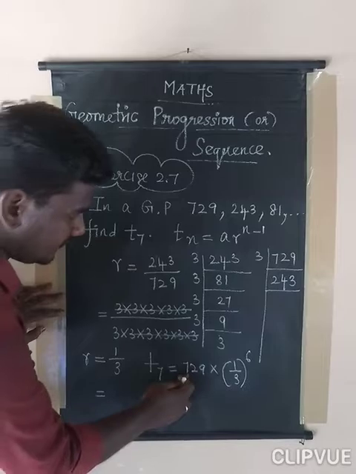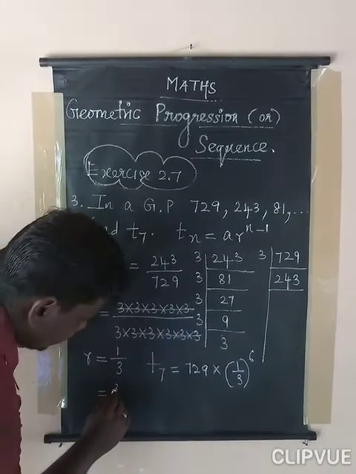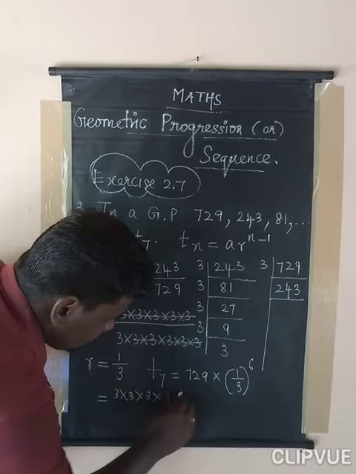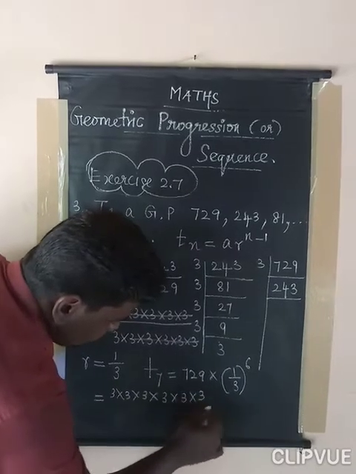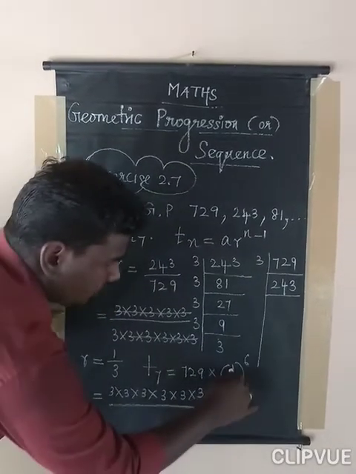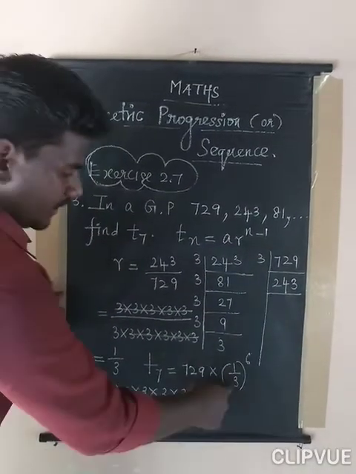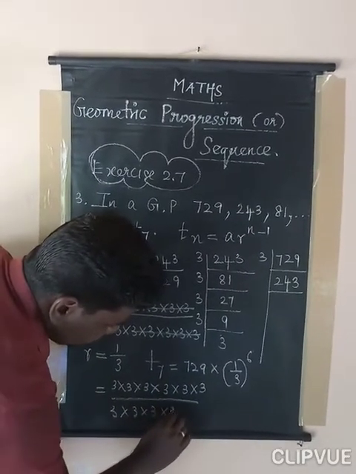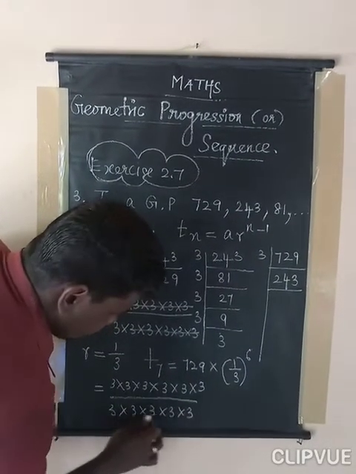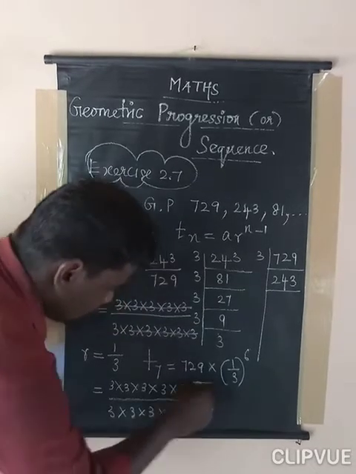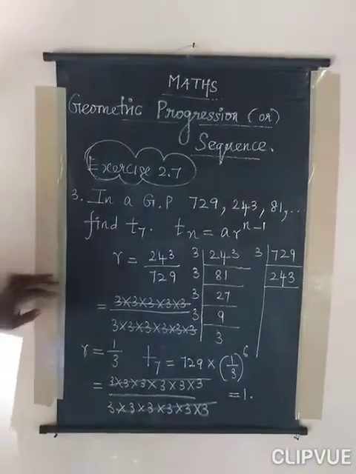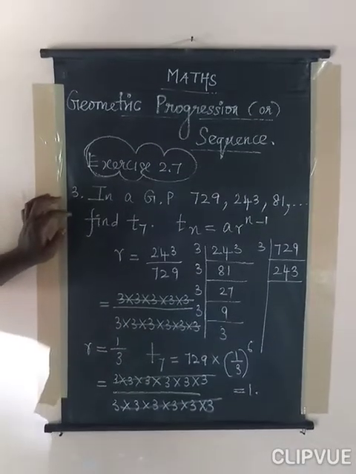The 729 is 3 power 6. So 3 into 3 into 3 into 3 into 3 into 3 divided by this 1 power 6 can be written as 1 and 3 power 6, 3 into 3 into 3 into 3 into 3. If you cancel, you can get the value 1. So term 7 is equal to 1.